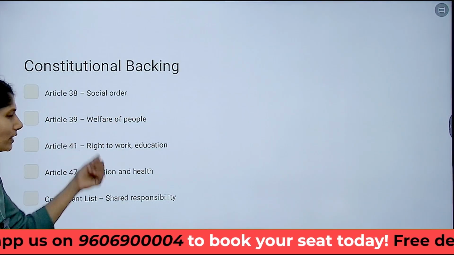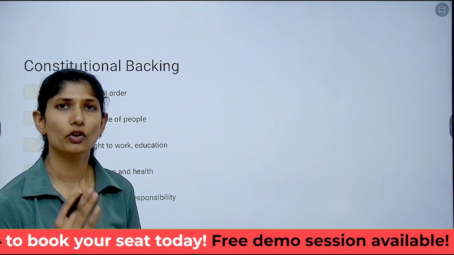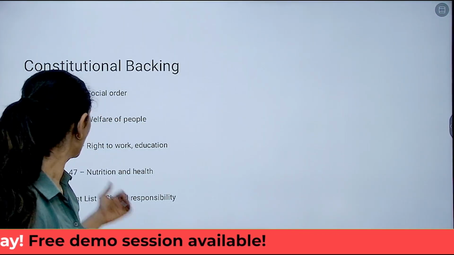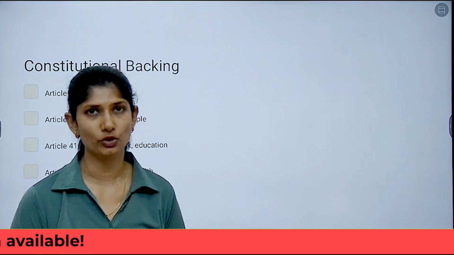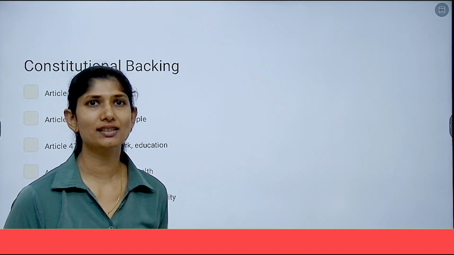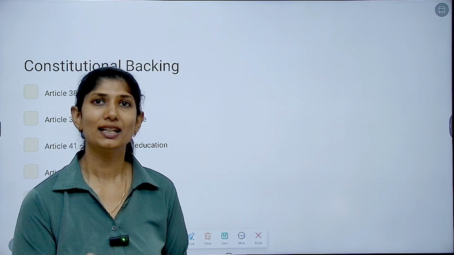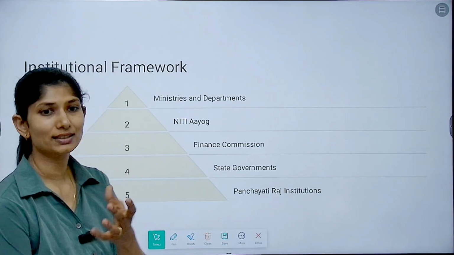Article 41 covers the right to work and education, which are considered key cornerstones for a human being to develop and realize his full potential. Then we have Article 47, which speaks about health and nutrition, and all of these are shared responsibilities between the Centre and the state. This is where the lists in the Seventh Schedule come in. Understanding? That is your Concurrent List topics.